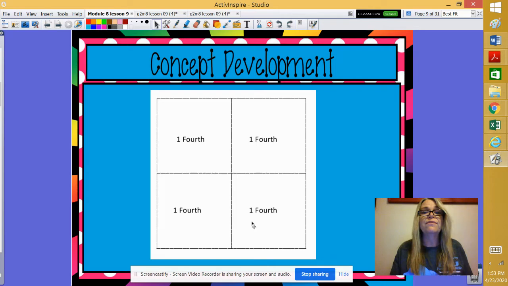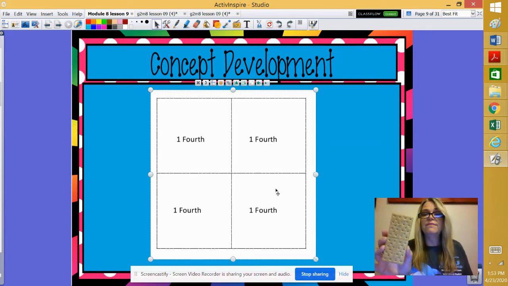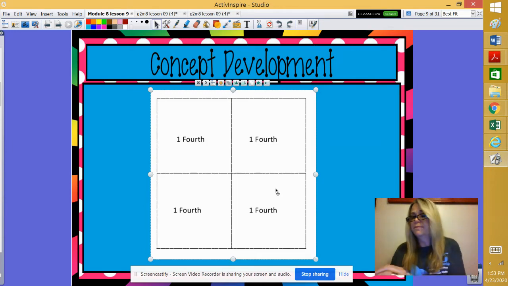Now here we have a square that is partitioned into fourths. So how many equal parts are there in this square? Good job. 4 equal pieces. When I think about 4 equal pieces, a lot of times I think about a graham cracker square. And if I were to share this with 4 people equally, I would need to partition it into 4 equal parts.